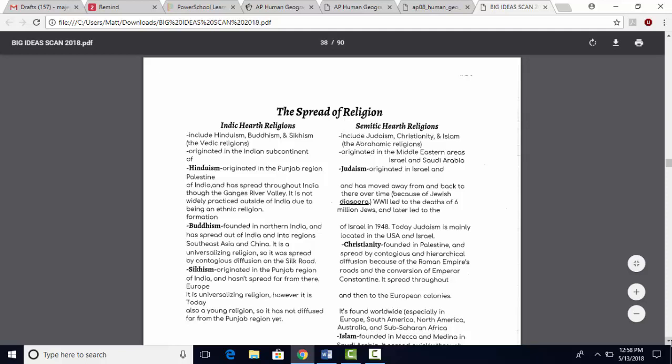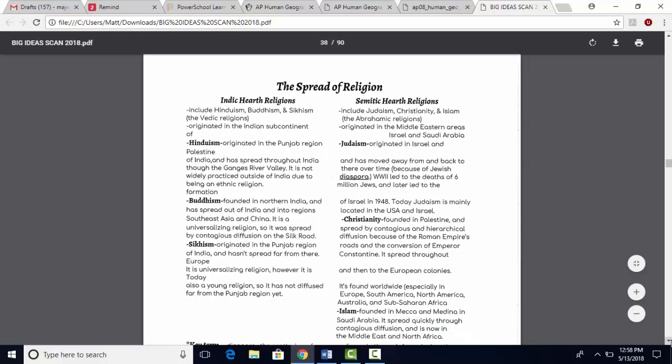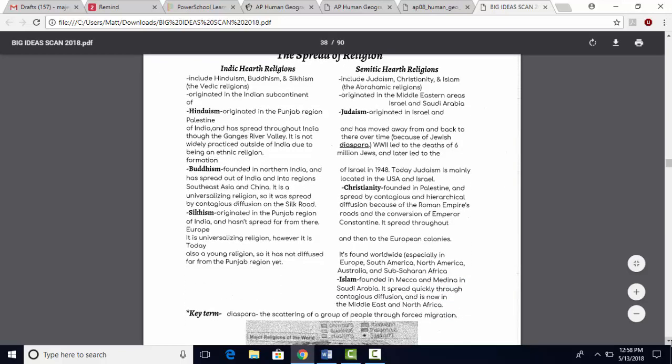Buddhism, if you remember, was founded in India as well. It spreads out into Southeast Asia and China. It is a universalizing faith. Again, it spreads largely because of trade, not only sailors, but also along what's called the Silk Road, which was a trade route that connected Asia to the Middle East and Europe.